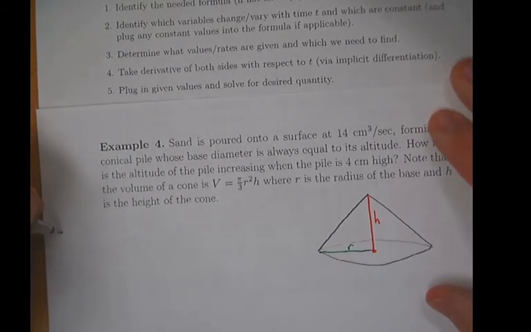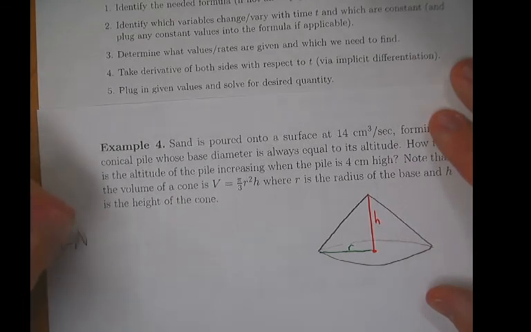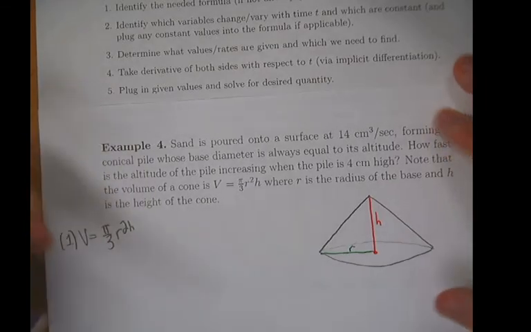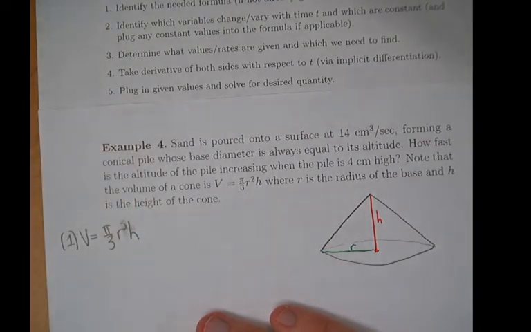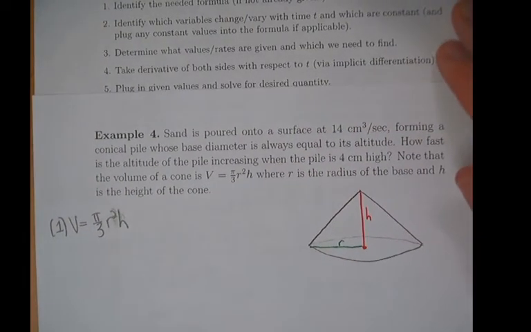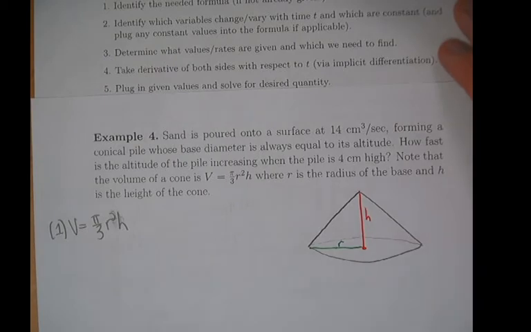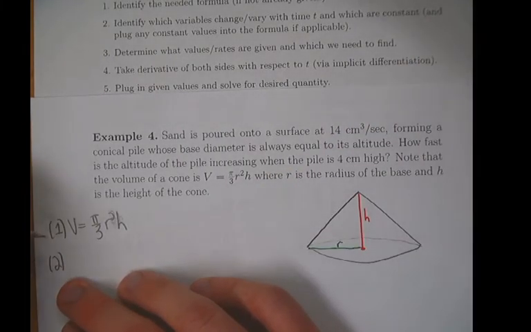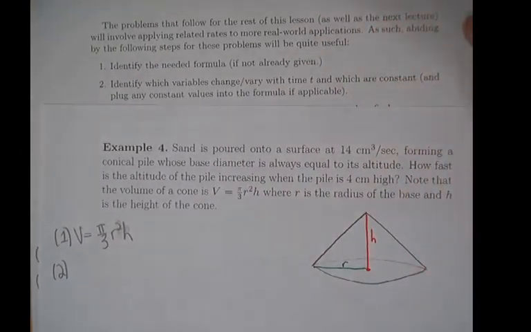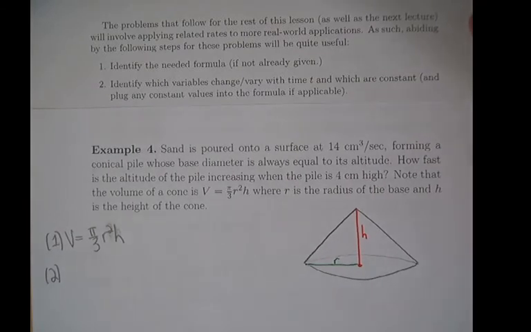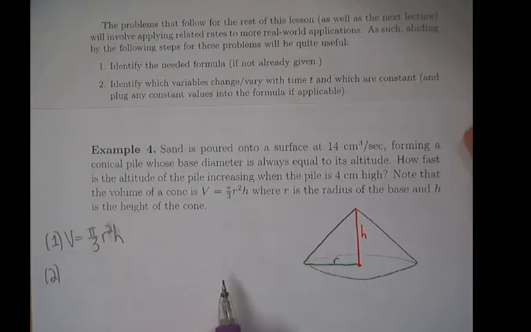So in this case, the formula is already given to us again. So we have V equals pi thirds times r squared h. And that is a terrible way of writing that. Let me fix that. r squared times h. Okay, that's better. All right, so now here's something interesting. Like we said, we have to identify what variables are changing with time t and which are constants. And like we said, we have to plug in any constant values into the formula if applicable.